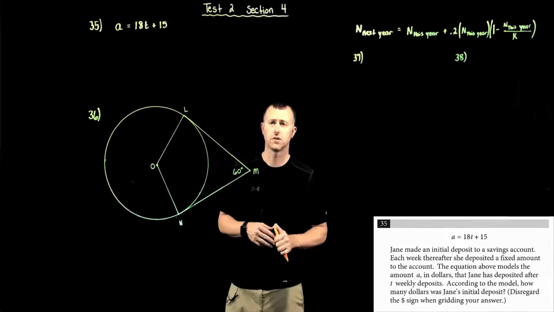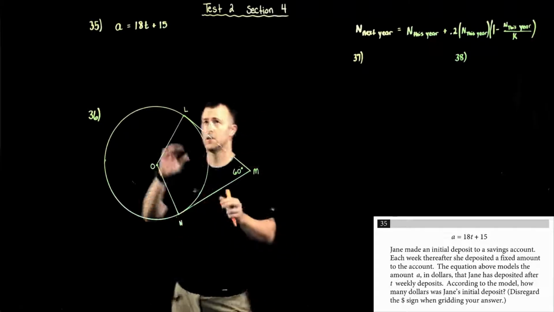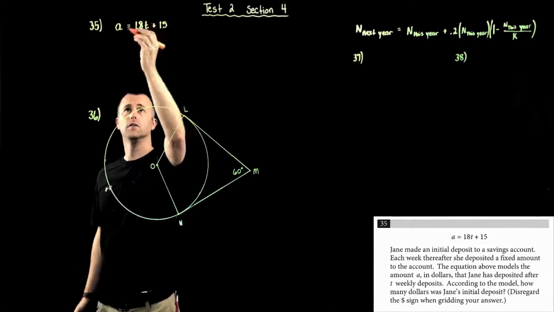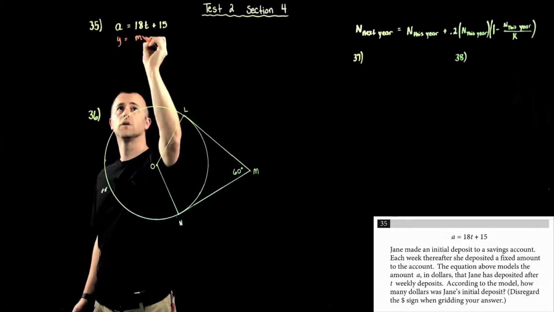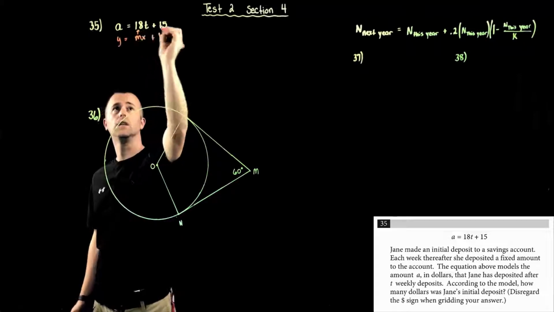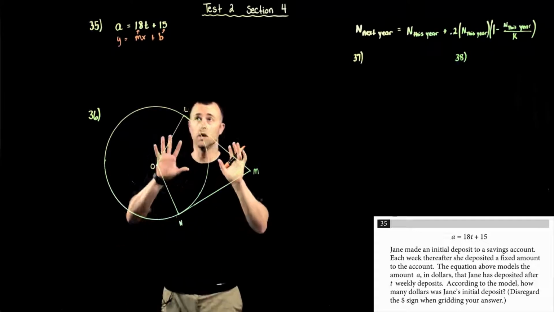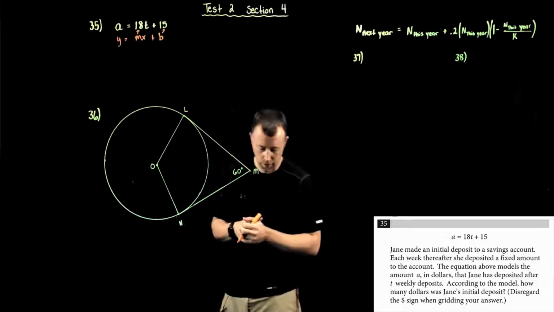All right, test 2, section 4, number 35. This one is giving you an equation, and before you read this big paragraph, notice that this is nothing more than a slope-intercept form equation. So we got a rate, which is 18, and we have our y-intercept, our initial value of 15. So you see this equation, it's linear, so we're going to use those same properties as we always do.